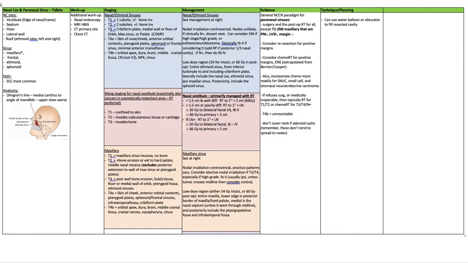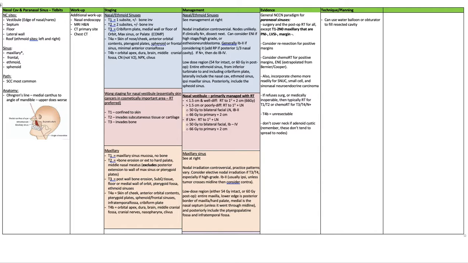Nasal cavity and paranasal sinuses. Nasal cavity sites include the vestibule, which is the edge of the nasal cavity or the nares, the septum, the floor, the lateral wall, and the roof, which are the ethmoid sinuses on the left and the right. The sinuses include the maxillary sinus, the frontal sinus, the ethmoid sinus, and the sphenoid sinus.